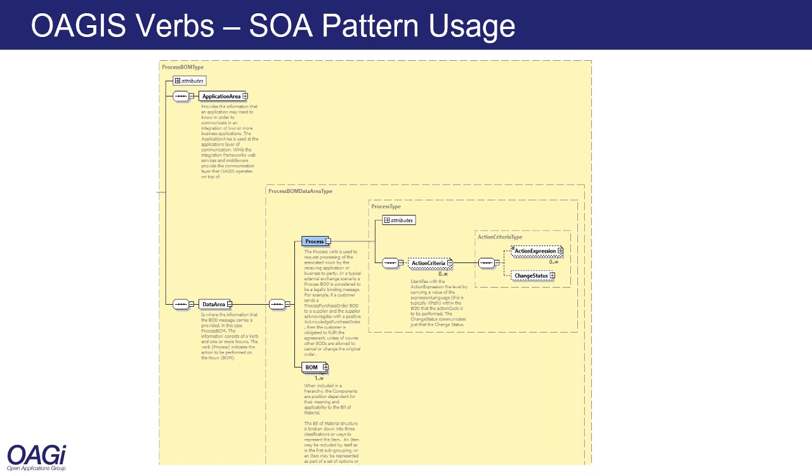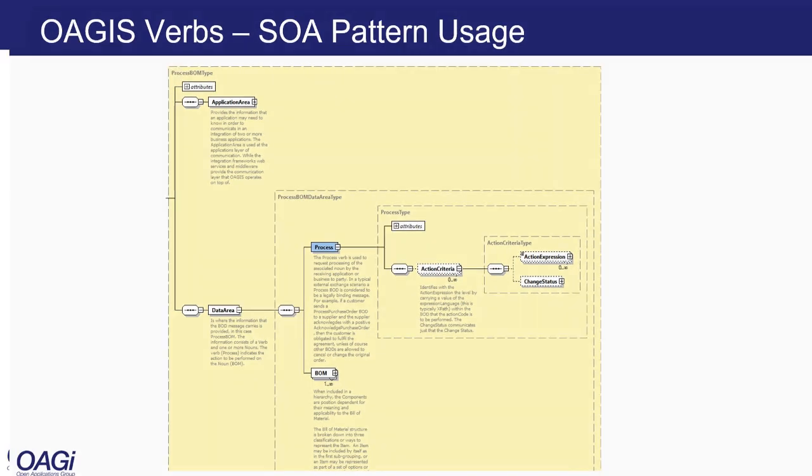But the verb itself, whether it's process or sync or get, may have some different elements and attributes inside of it. This particular view is of a process bill of materials, and we can see action criteria inside there. And inside that action criteria, there's an action expression. This is a really handy way to put in some more advanced processing logic from the sender and the receiver, allowing the receiver to communicate based on special actions. So what we normally do here is we paste XPath expressions into the action expression, and that allows the receiving system to know better detail about what kind of action the requester would like them to perform.